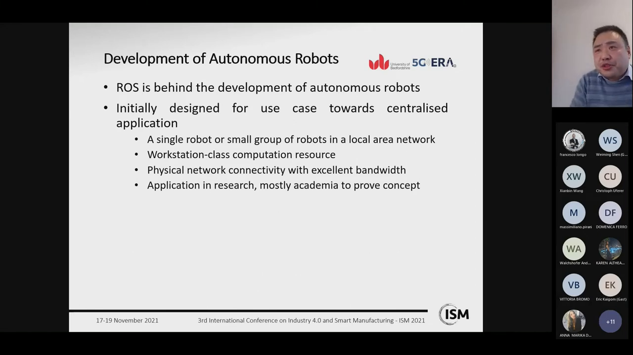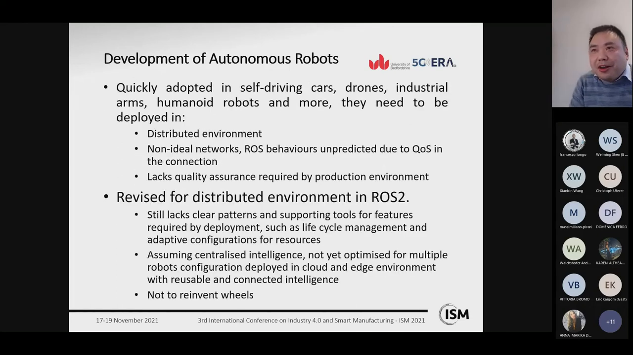In terms of building autonomous robots, we use ROS. This is an initial design for use cases towards centralized applications. They are designed for a single robot or a small group of robots with a local area network. So the assumption is that the resource is workstation class, with our robot having 5 or 6 workstations installed inside the robot to help perception and manipulation. And the assumption is that we always have a good network connection. This is largely designed for research and proof of concept. But this was quickly adopted in all areas of autonomous robots: self-driving cars, drones, industrial arms, humanoid robots. Nowadays, you can find ROS applications there.